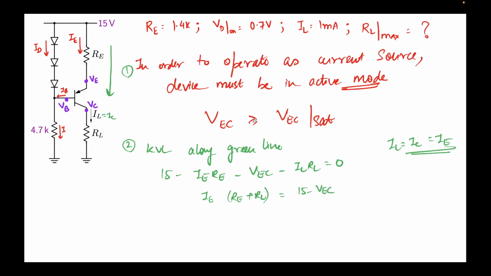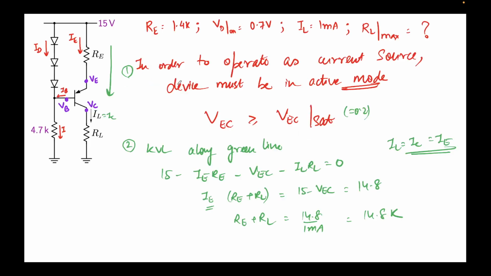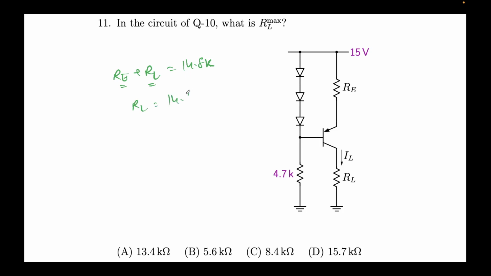Again, I am just operating at equality. As I told you in the previous question, if you have problems with inequality, just take the equality case, which will be the boundary case. This will come out to be 14.8, because this value is 0.2 volts. IE is 1 milliamp, so RE plus RL equals 14.8 by 1 milli, which is 14.8 K. The value of RE is given as 1.4 K. So RL will come out to be 14.8 minus 1.4, which is 13.4 kilo ohms, which is option A.